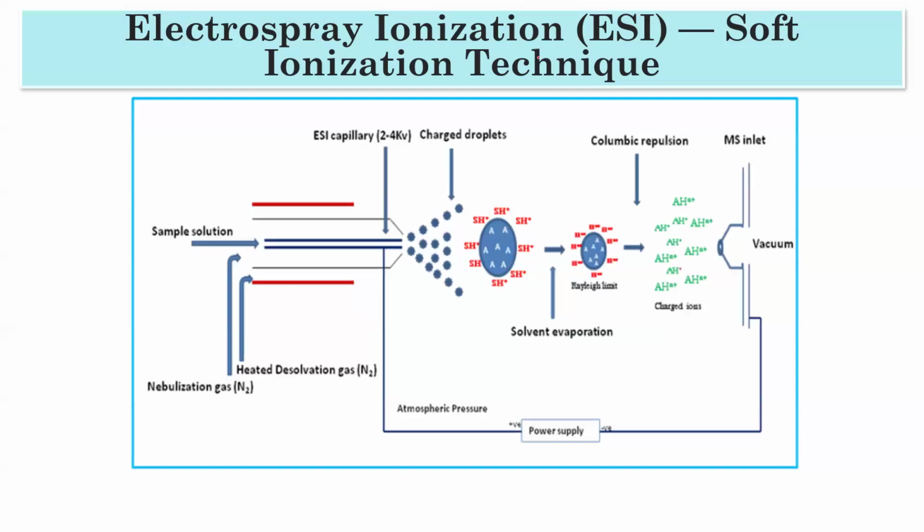So you have ESI. You see the sample solution is going inside, and you have some nebulizing gas and also drying gas which is going inside. Your solvent will dry, and then some charge is there, and that's how your molecule will get ionized, and then it will go to the mass analyzer.